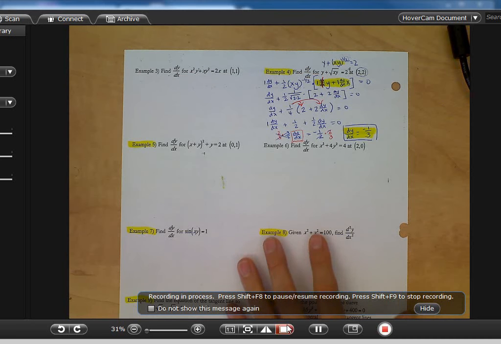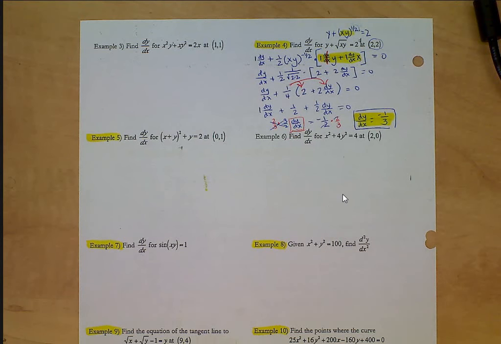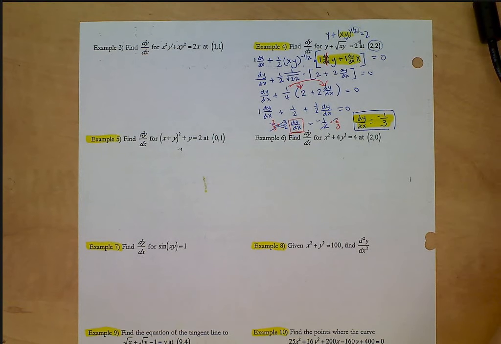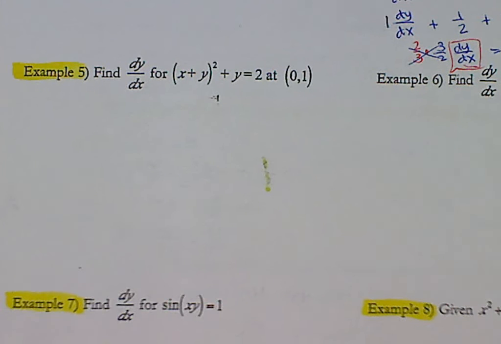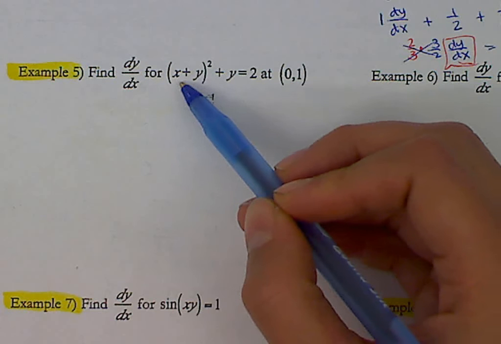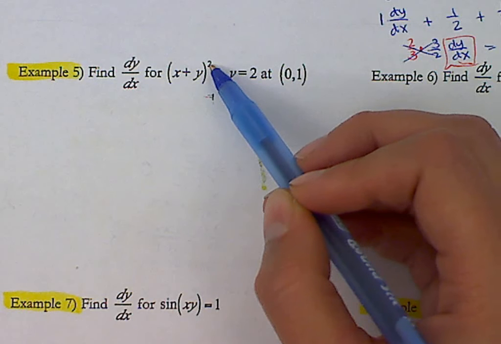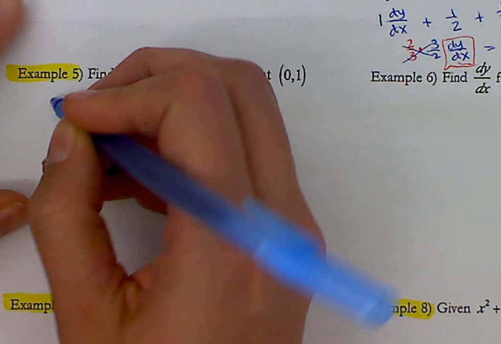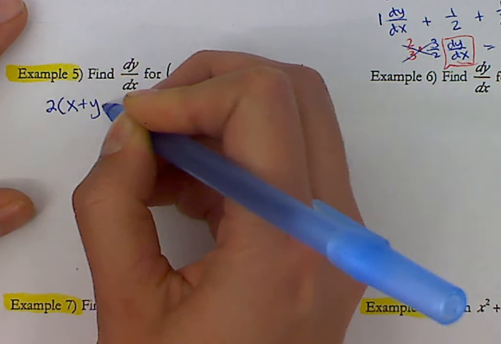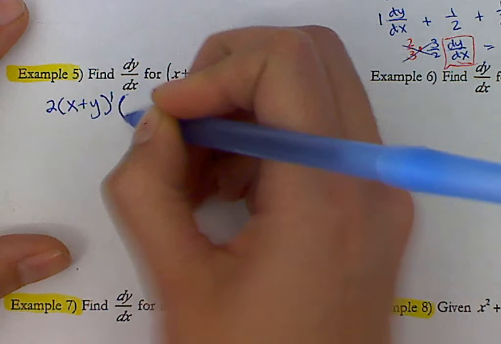Alright, so let's use that same technique on 5. If you feel comfortable going ahead of me, please do on 5. So I see that here we have another chain rule. We have this inner function of x plus y raised to the second power. So my outer function is the square, and the inner function is x plus y. So I will start by bringing down the 2. X plus y stays the same, and my new power is 1. And then I need to multiply times the derivative on the inside.